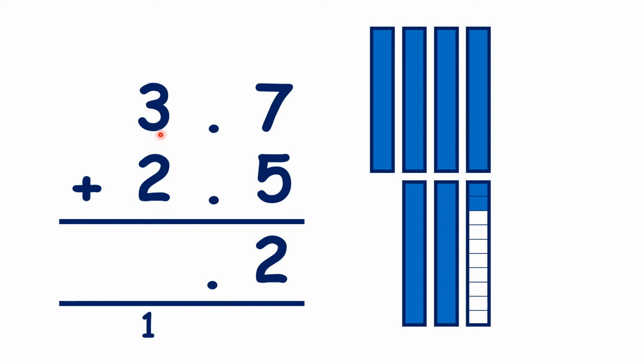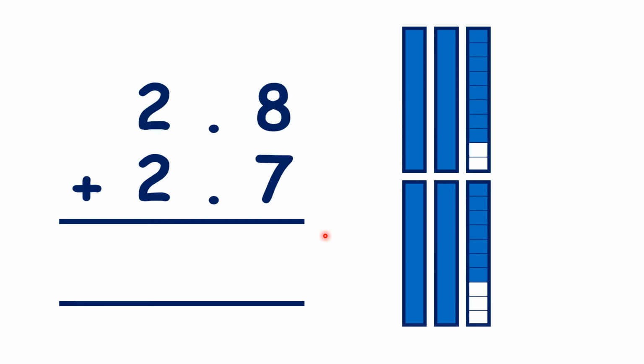Now adding our units, we have 3 plus 2 plus the 1 that we made from adding our tenths. So we have 6 units altogether. So our answer is 6.2. And this makes sense because we have 6 whole rectangles and 2 tenths of another rectangle.